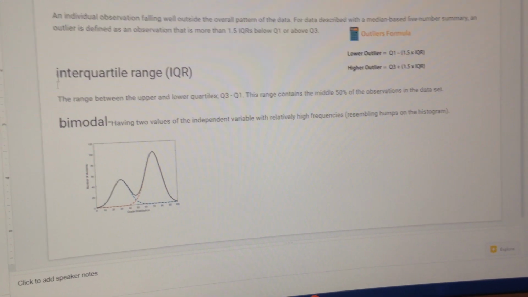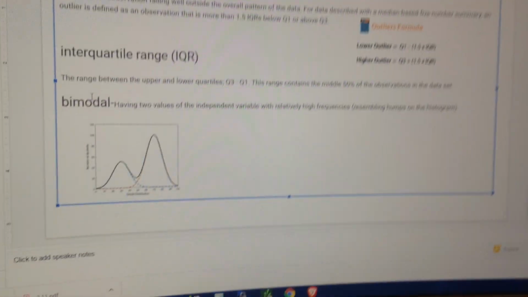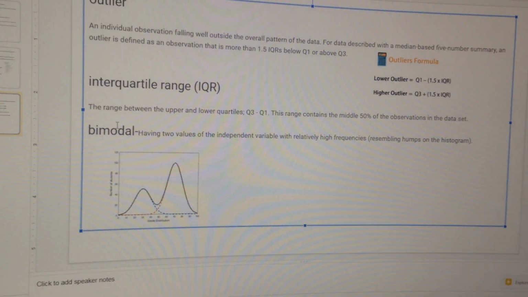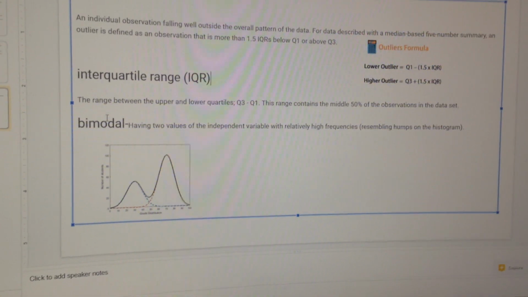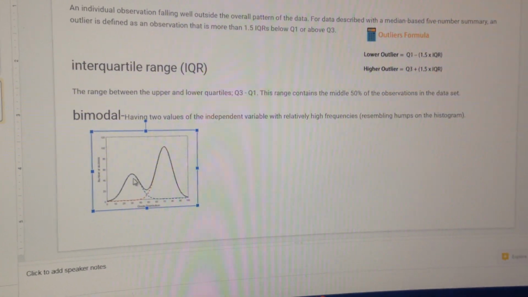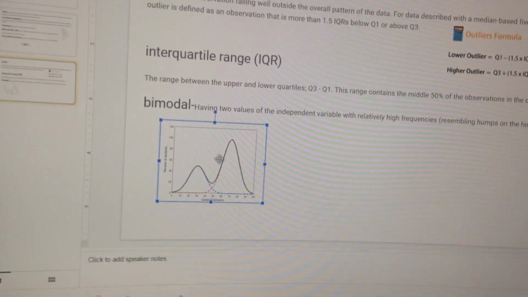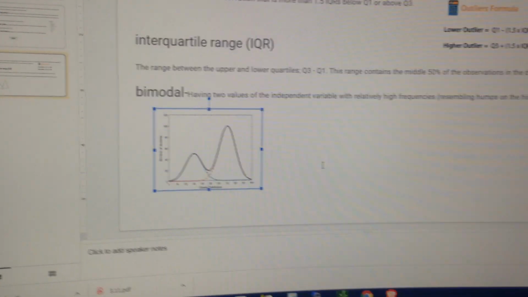And then I just went over interquartile range, so that's pretty self-explanatory. And then bimodal is when something has 2 modes, and a mode is something that happens the most. So for example, this has 2 peaks. I can't really read the graph, but I think it's like 25 and 75 both happen the same amount of times. They're both peaks.